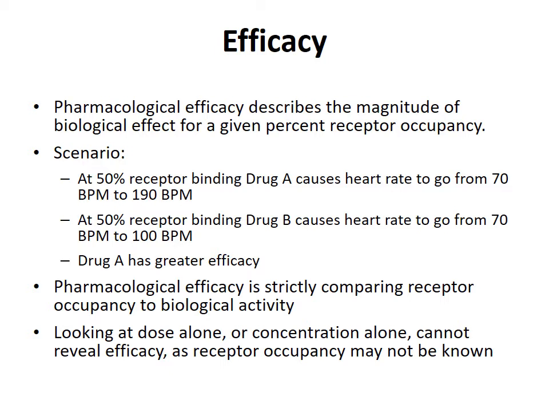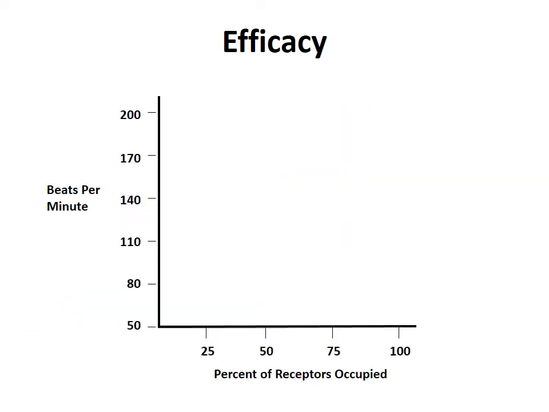It's important to understand that can only be measured if you have the receptors in some kind of a pure form in a cell line, in vitro in an experiment. So if we're looking at a whole organism, you can't really know pharmacological efficacy, because it's going to be a lot harder to measure the receptor occupancy, and you're going to have a lot of other receptors that might be causing confounding effects. So looking at the dose alone or concentration alone, you could not reveal the efficacy because you may not accurately know receptor occupancy in that situation.